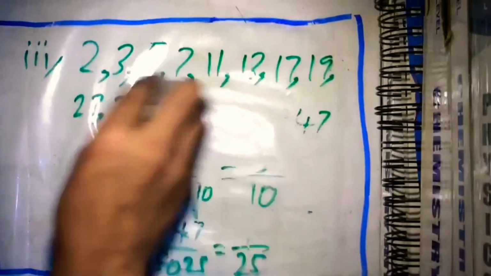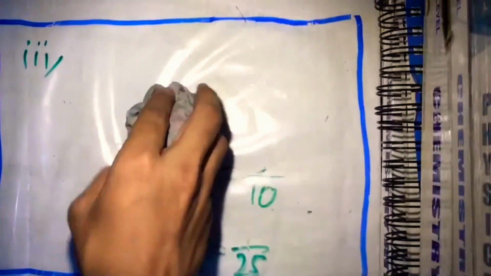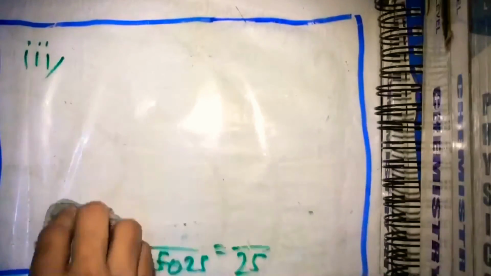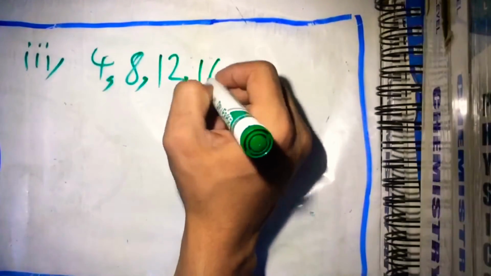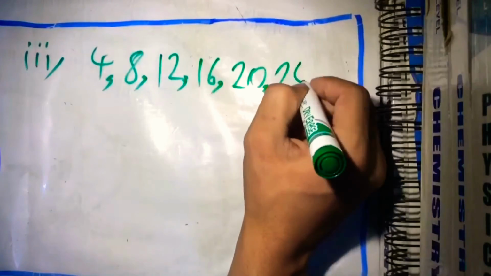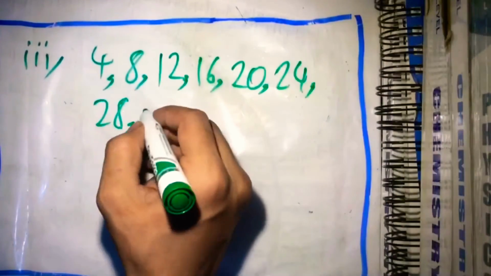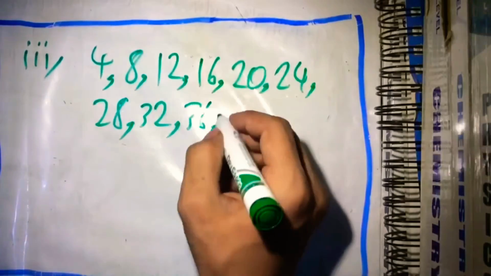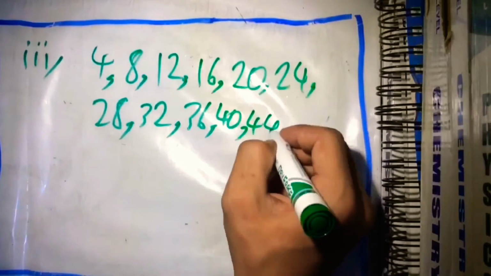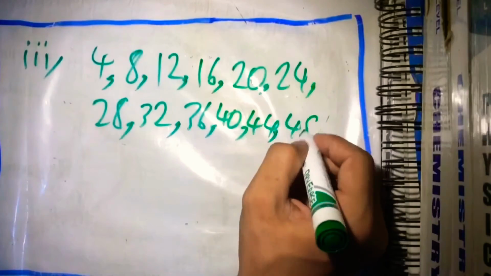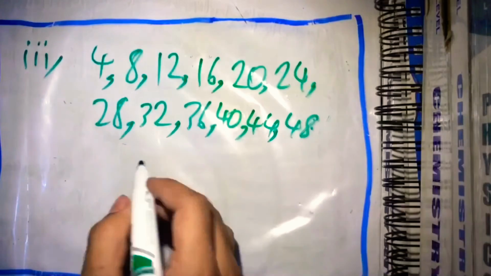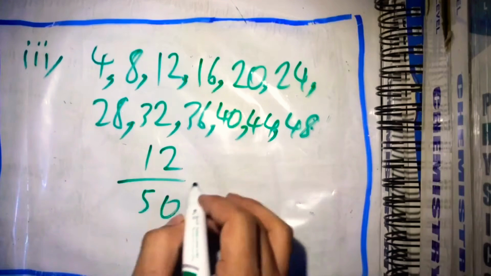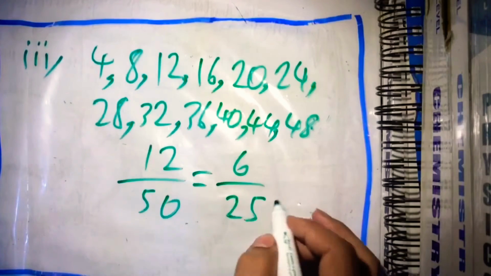The fourth part says to find the probability of numbers between 1 and 50 which are divisible by 4. So it's 4, 8, 12, 16, 20, 24, 28, 32, 36, 40, 44 and 48. That is 12. So the probability will be 12 upon 50, that is 6 upon 25.